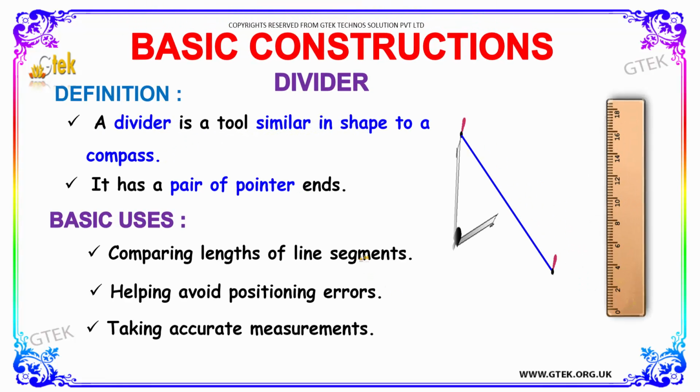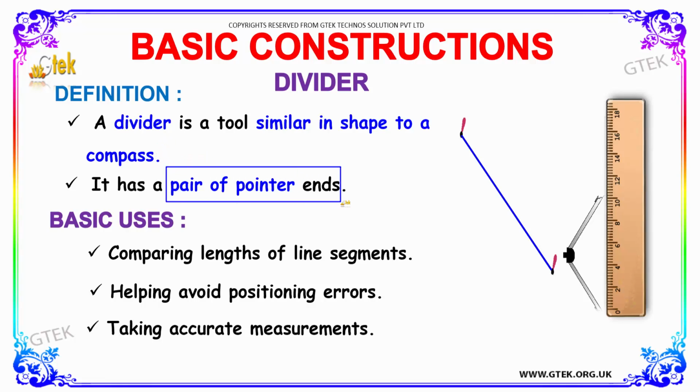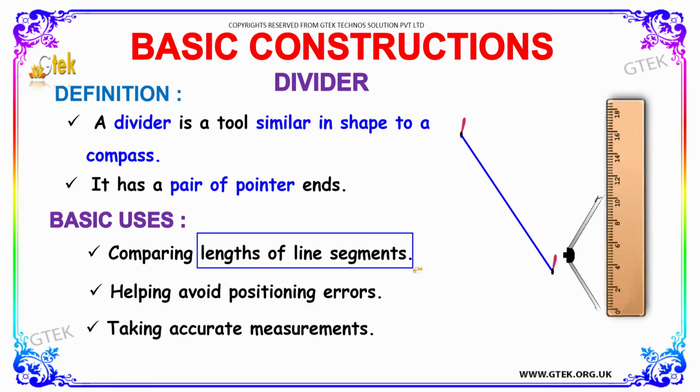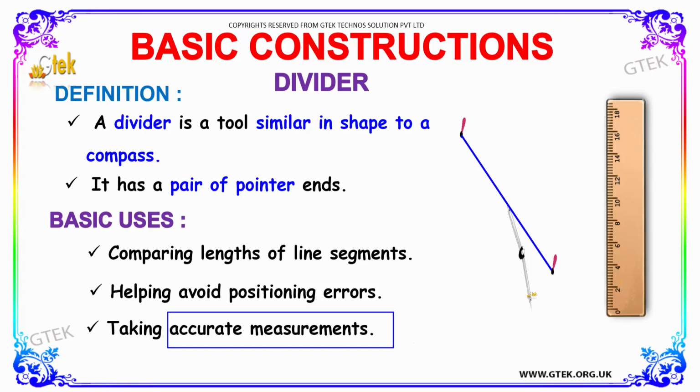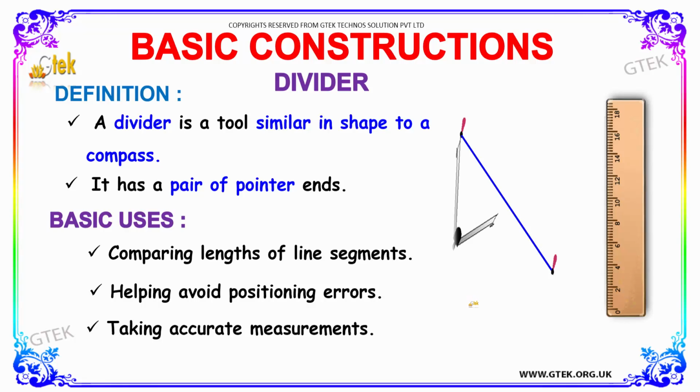Next, we are going to study the divider. A divider is a tool which is similar in shape to a compass, except that it has a pair of pointer ends, whereas the compass has one pointer end and one for the pencil. The basic use of a divider is to compare the lengths of line segments, and it helps in avoiding positioning errors. It also helps in taking accurate measurements. So this is how a divider can be used from your geometrical box.